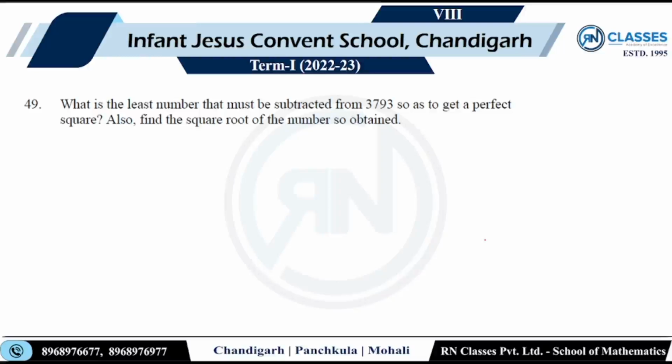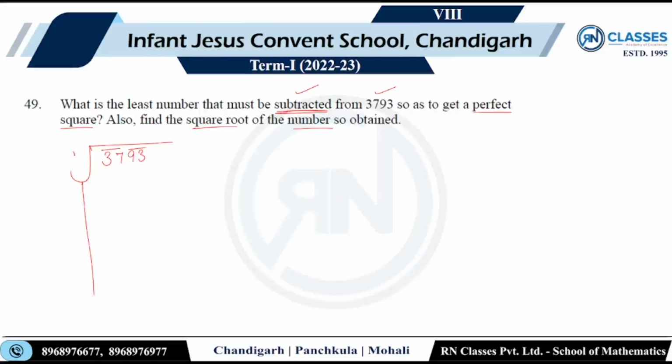Question number 49. What is the least number that must be subtracted from 3793 so as to get a perfect square? Also find the square root of the number so obtained. Perfect square बनाना है, number should be subtracted. Subtracted वाला question means I have to go with long division. So 3793 long division, pairs बना दिए मैंने, right?